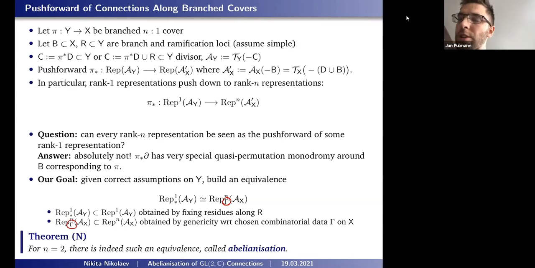Jan, you have a question? Sorry, can I have a question? So you say that the image of this pi star has very special monodromy around those B's. But then you say that these gamma representations are in some sense generic inside all the connections. Right. So is this very special quasi-permutation monodromy also in some sense generic in all the monodromies?